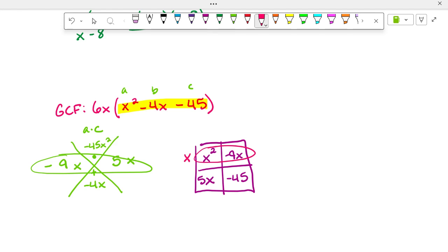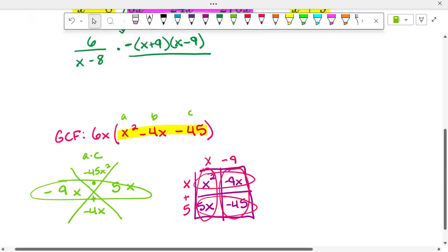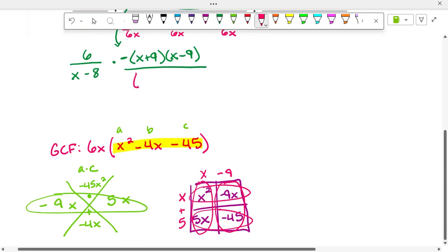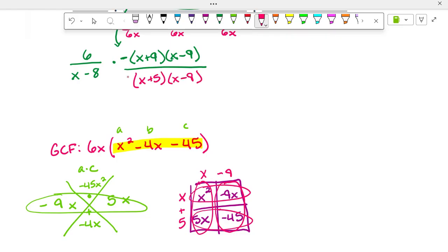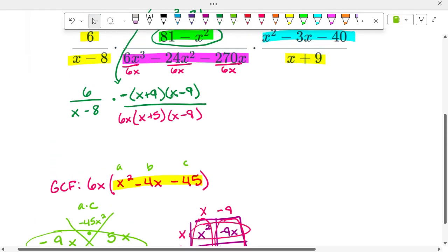All right. What's the GCF of the second column? Or second row, I mean. 5. So that's plus 5. GCF of the first column? X. GCF of the second column? Negative 9. It started with a negative, so we got to make it a negative. So if I pull out all my factors, I have x plus 5, x minus 9. And what needs to go in front of it? 6x. Don't forget to put that GCF back in front of it.